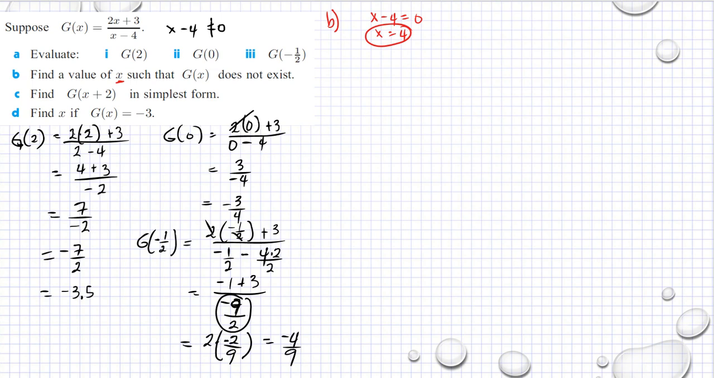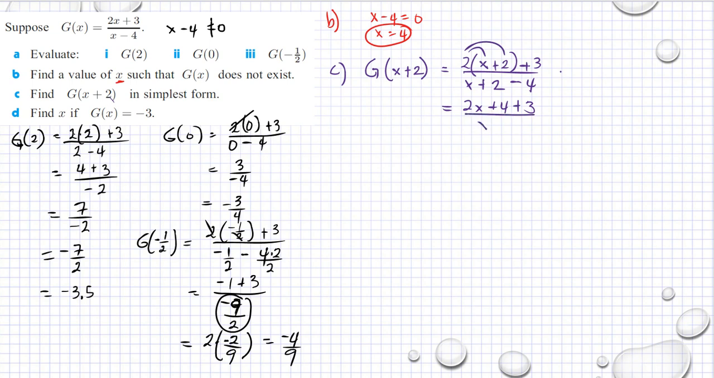Okay, and then we have C, we have g of x plus 2, which is equal to 2 times x plus 2 plus 3 divided by x plus 2 minus 4. Then we have 2x plus 4 plus 3, multiplying to both terms in the parentheses, divided by x minus 2. Then we have 2x plus 7 divided by x minus 2. Okay. Then the last one, we need to find x if g of x is equal to negative 3.